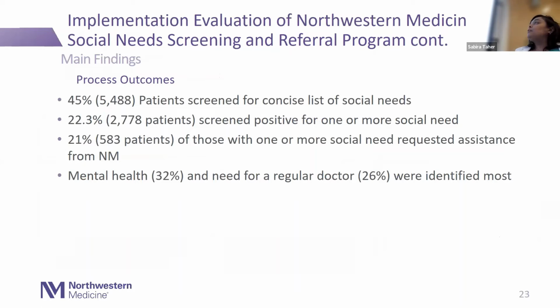So our quantitative results told us that 45% of patients were screened for a concise list of social needs, and that 22% of those patients screened positive for 1 or more social needs.